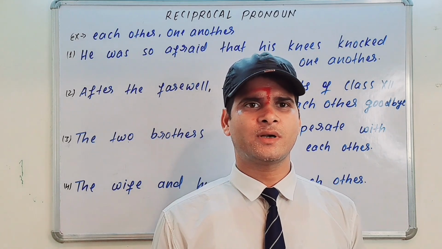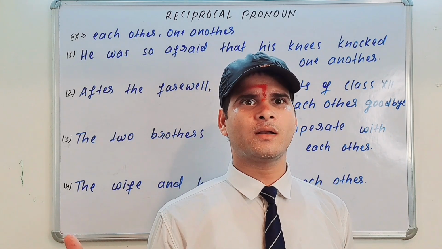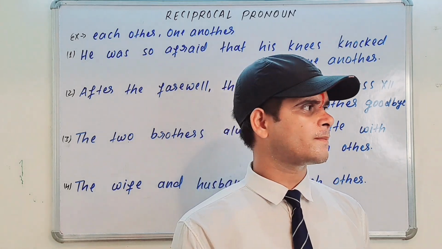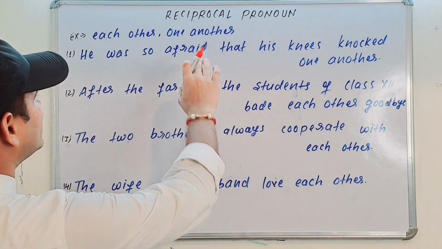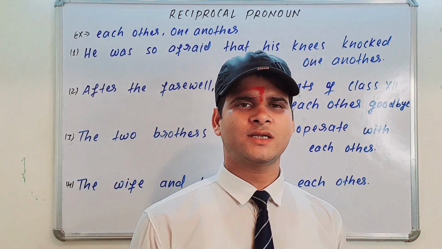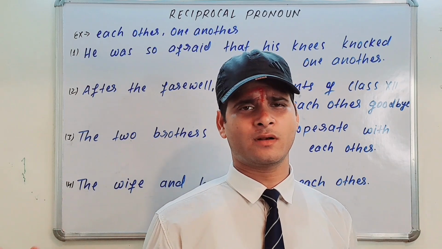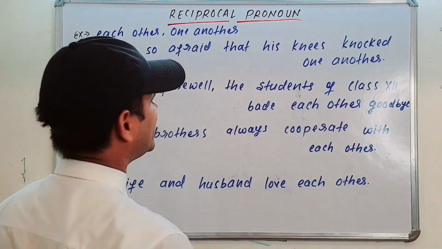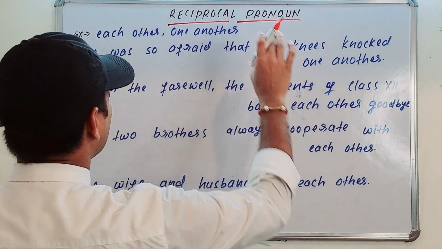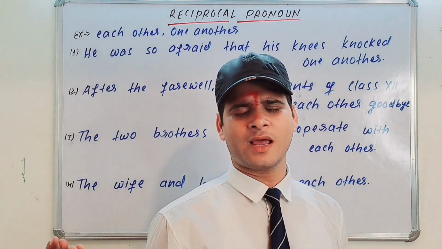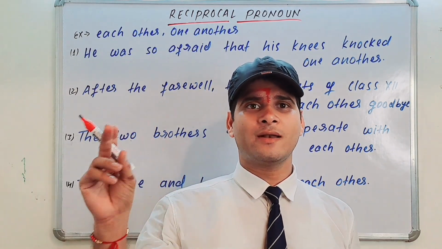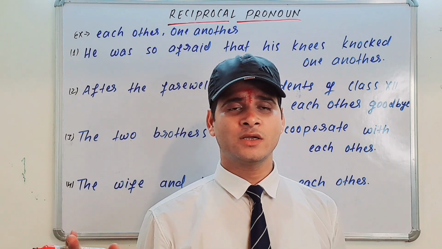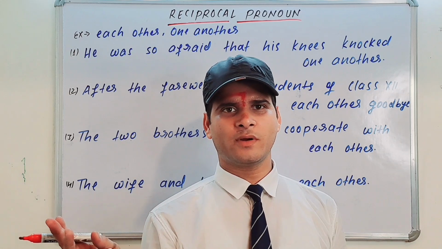Now see the examples. There are two reciprocal pronouns: each other and one another. Now understand through some examples. So we are learning reciprocal pronouns. It is clear. I told you everything, its definition and examples like each other and one another. There are two reciprocal pronouns that are basically used in sentences. First one, each other, and second, one another.